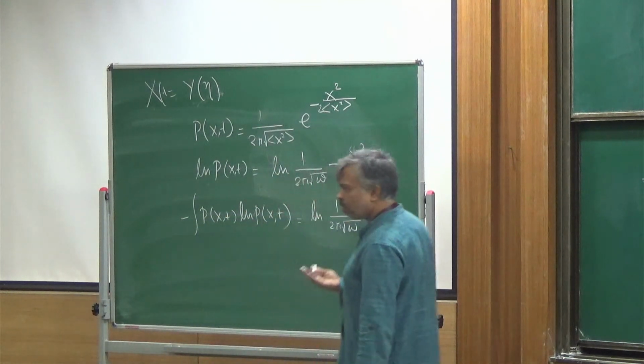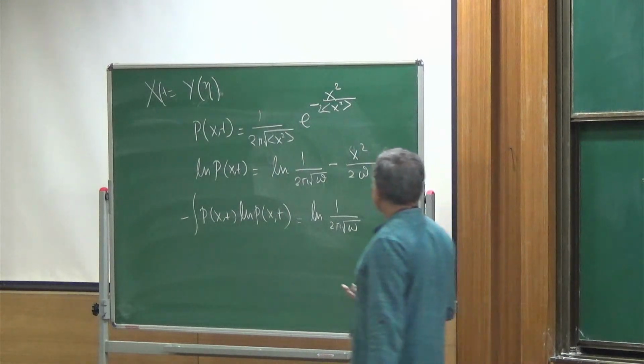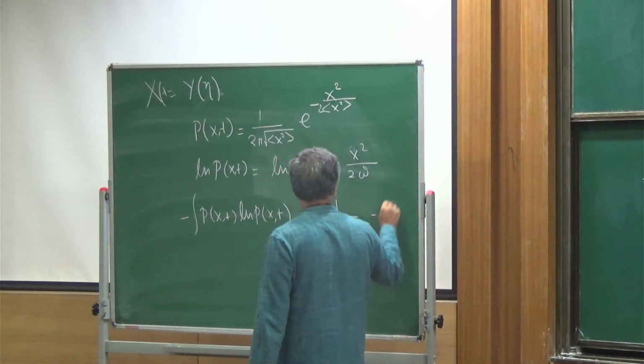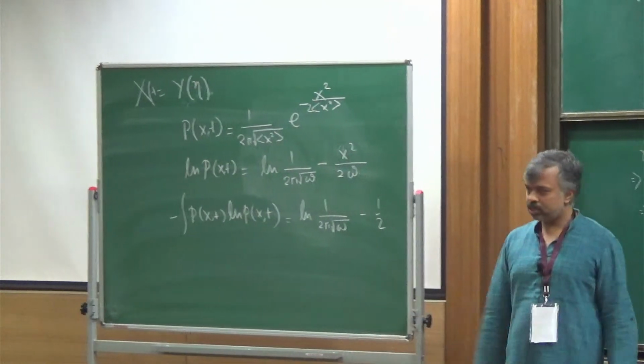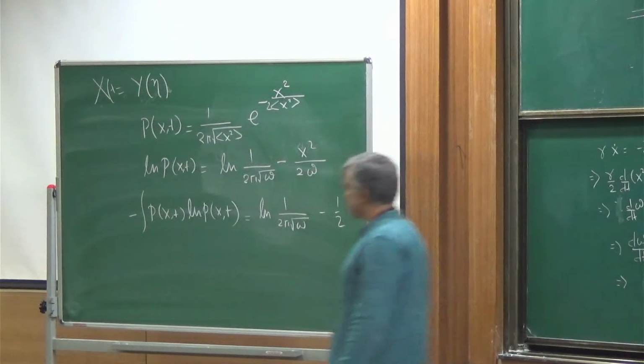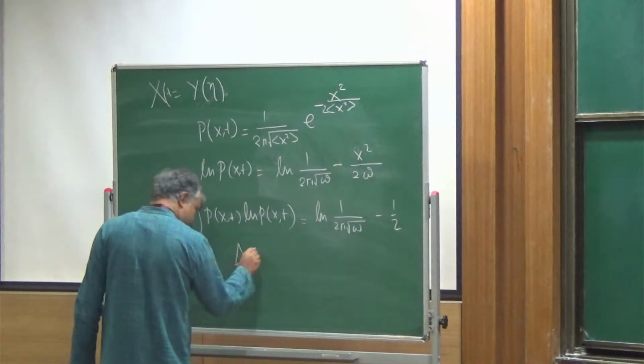One. This is the normalized, right? And the second term will give me what? Half. Because this will cancel x square average. So now you see this is my delta S total. Sorry, delta S system.